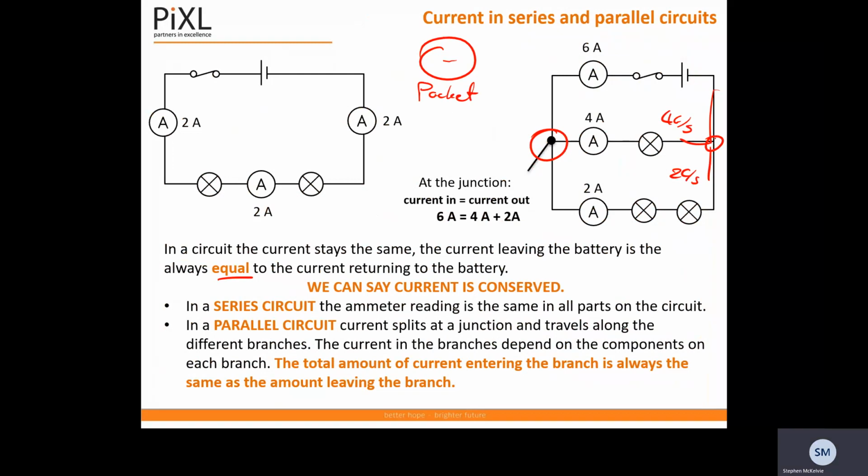The total amount of current in either branch is always equal to the total current in a parallel circuit. Total current in a series circuit always stays the same.